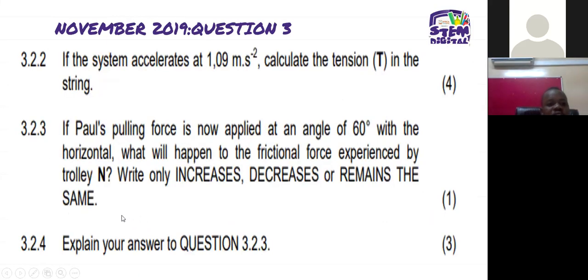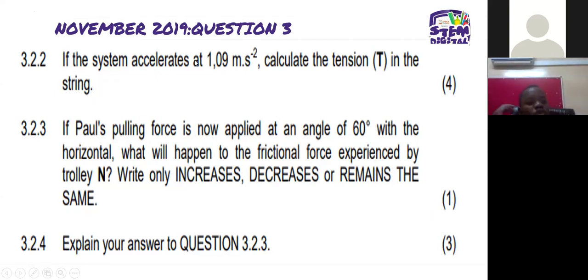Right. Then question 3.2.2. They are saying to us, if the system accelerates at 1.09 meters per second squared, calculate the tension in the string. So I want you to take note of this. Please write this down. The acceleration of the system is 1.09 meters per second squared.